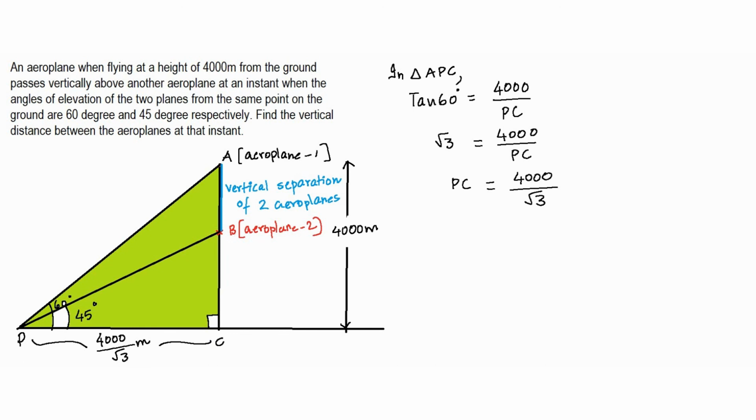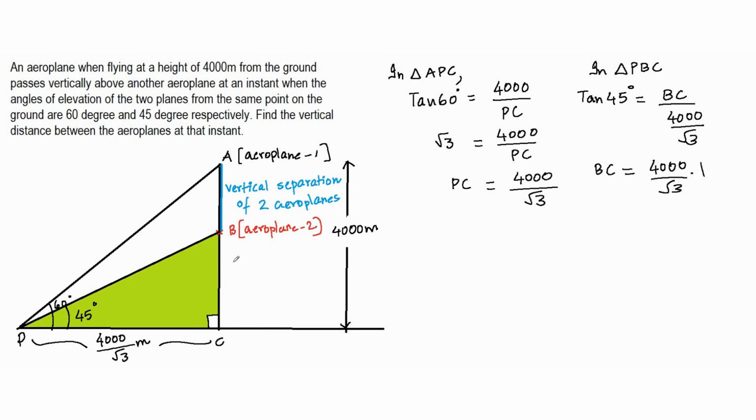Now if I want to find the length BC, what I can do is, I can now consider just the triangle PBC. I now know the base of that particular triangle, right? So in triangle PBC, I can say tan 45 degrees is going to be BC upon PC, which is 4000 divided by root 3. And therefore tan 45 is 1, which means BC is going to be 4000 divided by root 3 multiplied by tan 45, which is 1. Therefore the length of BC is 4000 divided by root 3.